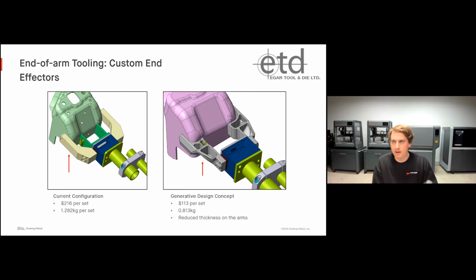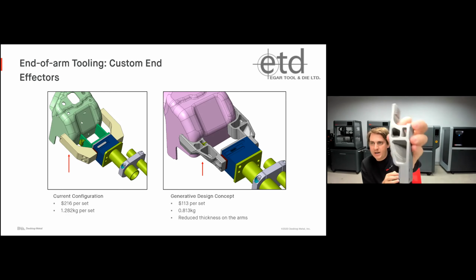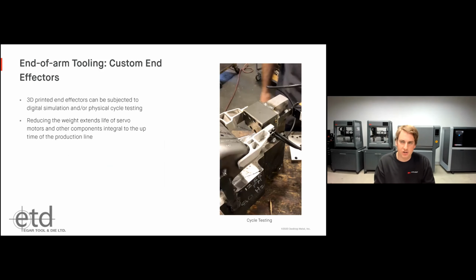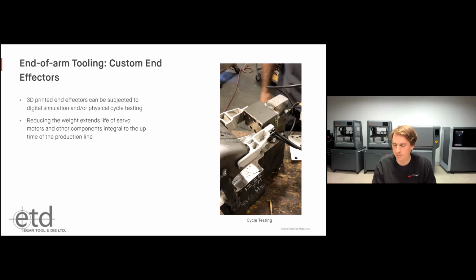On the right, you can see we have this new optimized design. We were able to actually drop the cost almost in half to just $113 per set, and 0.8 kilograms. So we reduced weight, which removes mass from the end of arm, which increases the performance and reduces the wear. And of course, it is really just optimized for the application. You can see a couple pictures of it here in the actual assembly. And of course, as I mentioned before, that reduced weight with this optimized design extends the life of the servo motors in this automation assembly, really making it integral to increasing production time and reducing the cycle time for this end of arm application.